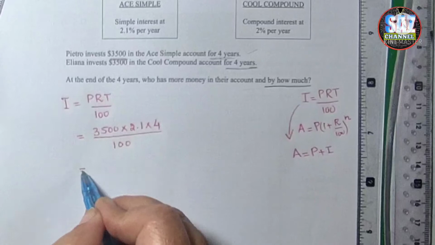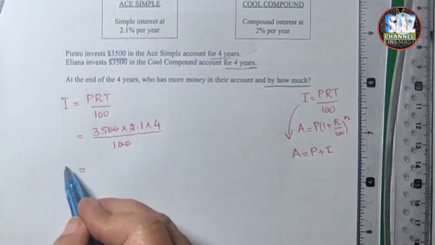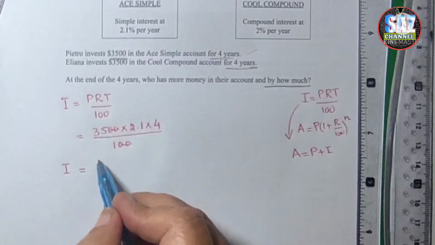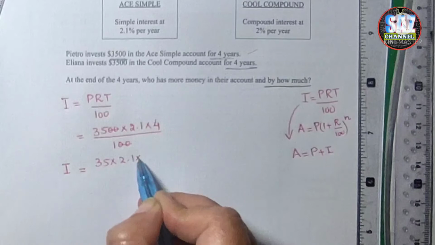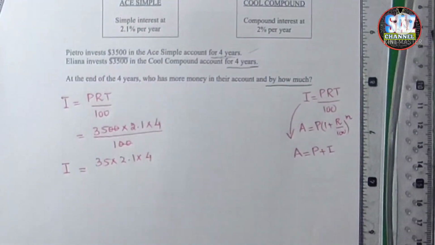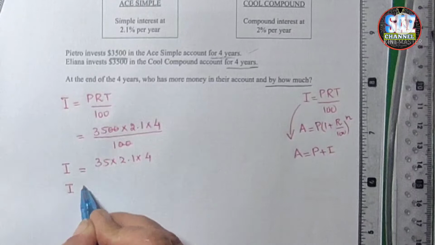In this paper, we can use the calculator easily, but try to learn to make your calculations easy as well. Zeros go with zeros, and 35 multiplied by 2.1 multiplied by 4. Now you can use the calculator. 35 multiplied by 2.1 multiplied by 4 gives me 294.